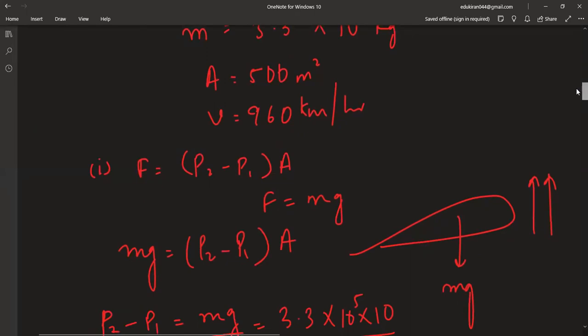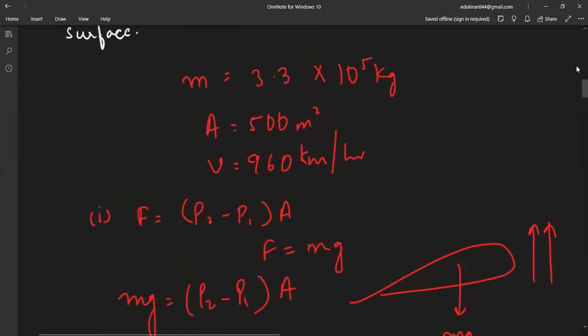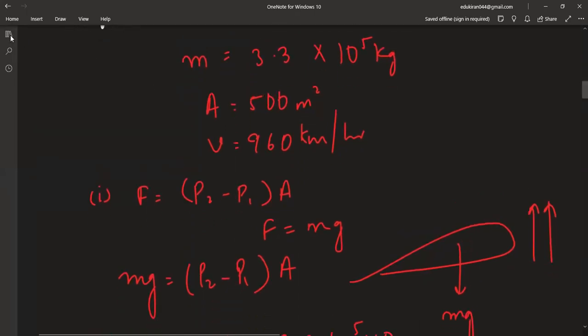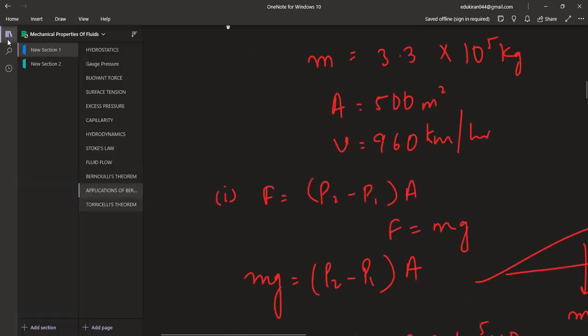Write down the solution. Now we'll start with a different topic. Just one last topic is left. One last section is left, Torricelli's theorem. Note it down.